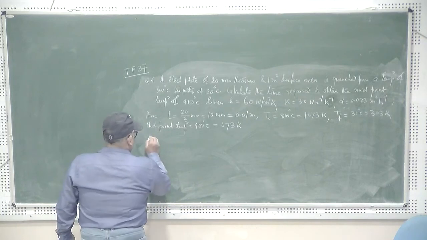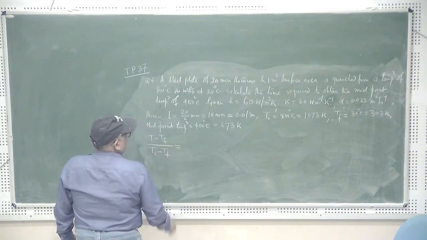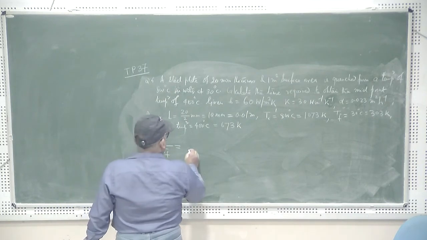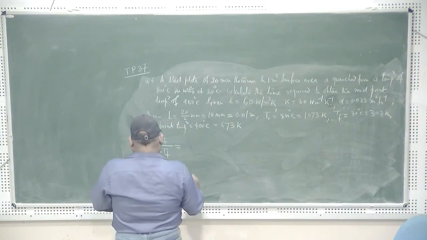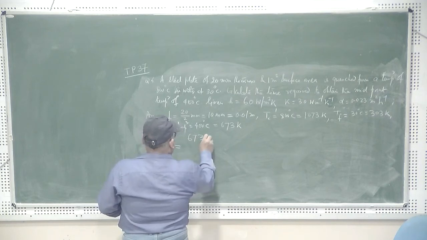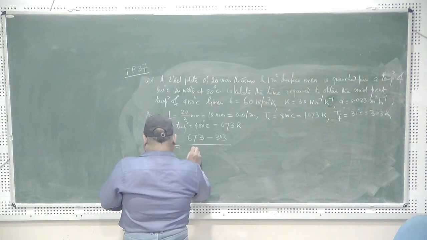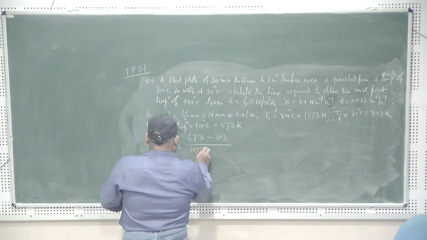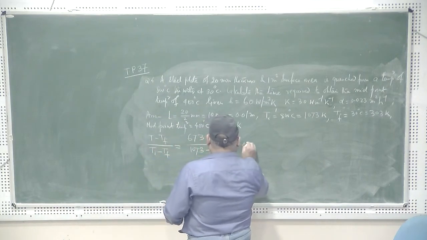So what is the value of the dimensionless temperature difference? That will be equal to 673 minus 303 divided by the initial temperature of 1073 minus 303, that is equal to 0.48.